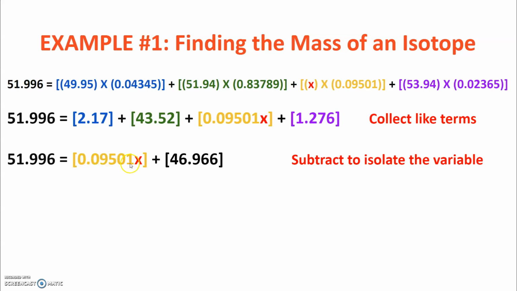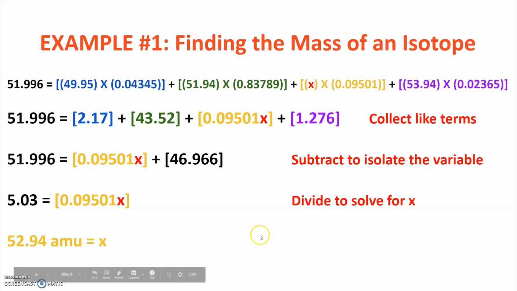So now I have my percent abundance multiplied by my unknown plus the sum of all of the contributions from the other isotopes, and I'm going to subtract 46.966 from both sides to isolate my variable x. Now I have 5.03 is equal to 0.09501x, and now I can solve for x by just dividing both sides by 0.09501, and that gives me 52.94 AMU for my variable x.